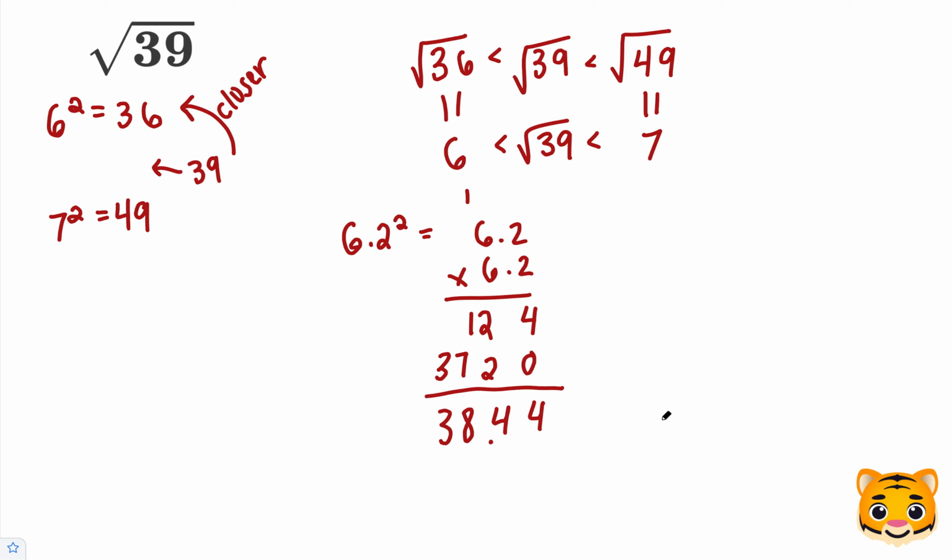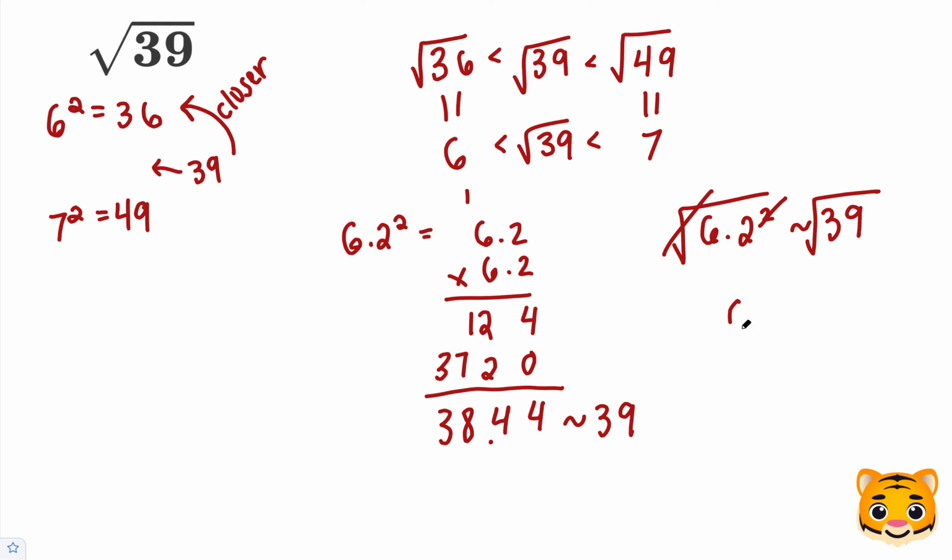We get 38.44, which is very close to 39. So we can round this to 39, and therefore say that 6.2 squared is approximately 39. Now we can take the square root of both sides, and in this case the square root will cancel with the squared on the 6.2, so we'll end up getting 6.2 is about the square root of 39, and this will be our approximation of the square root of 39.